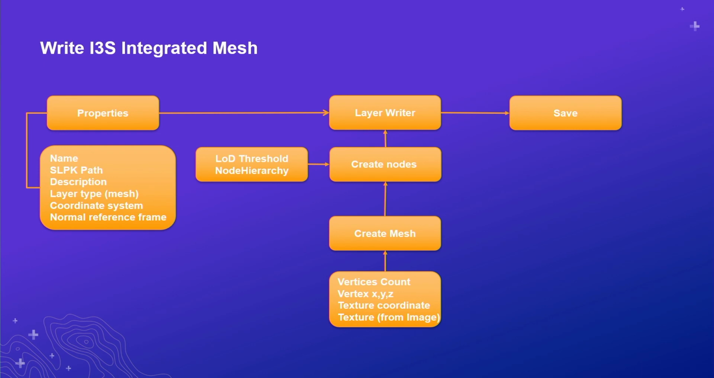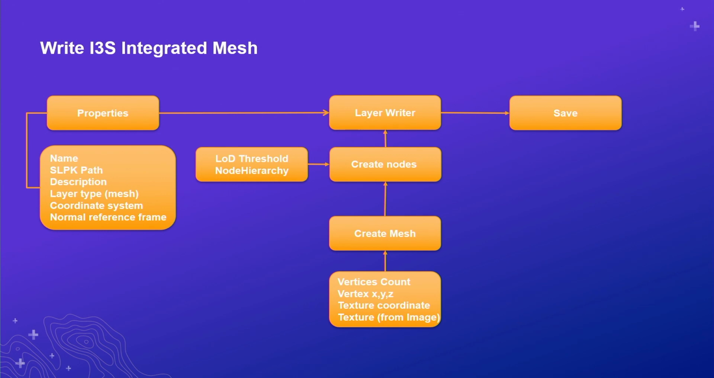You will have to define the properties such as the SLPK paths, descriptions, layer types. Of course, only for integrated mesh, this will be available. The coordinate system and the normal reference frame. The properties are the input to the layer writer. Beside the properties, the layer writer also needs the mesh input such as vertices, count, vertex, texture coordinates, and textures. We have a method where you can create the textures from an image, for example.